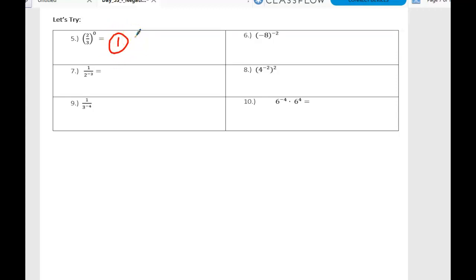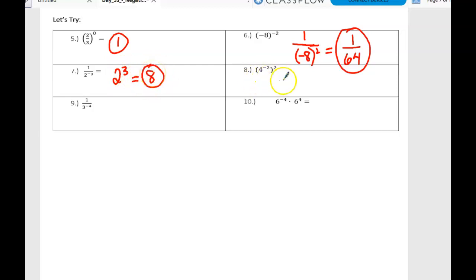All right, negative 8 to the negative 2, we're going to say 1 over negative 8, and we're going to take it to the positive 2 power, square it. So this would be 1 over 64. Okay, 1 over 2 to the negative 3. If I take the reciprocal and make it positive, I just get 2 to the 3rd, or 2 cubed, and that would be 8.